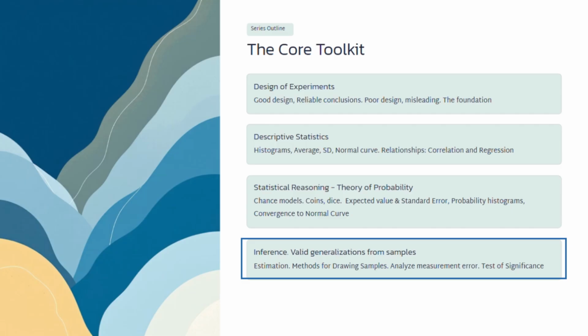We cover using chance models to analyze measurement errors. And also important are tests of significance, which is basically to judge whether samples are consistent with the hypothesis about the population.